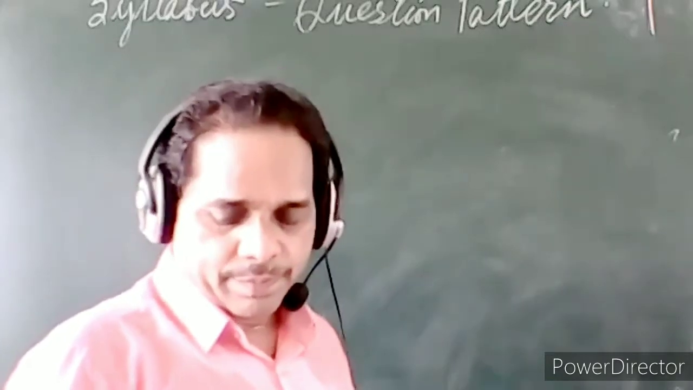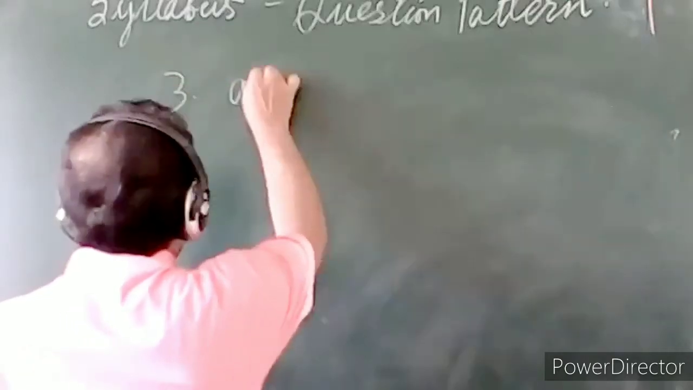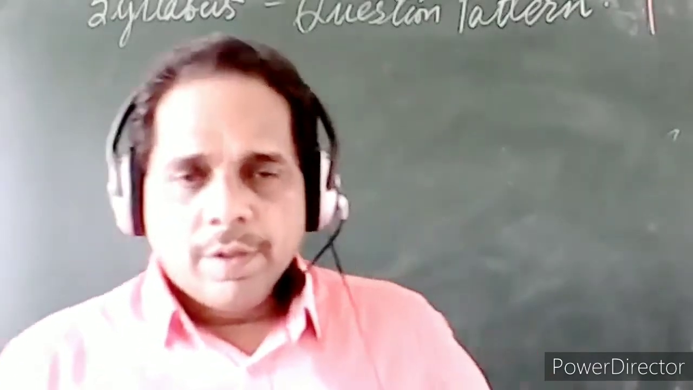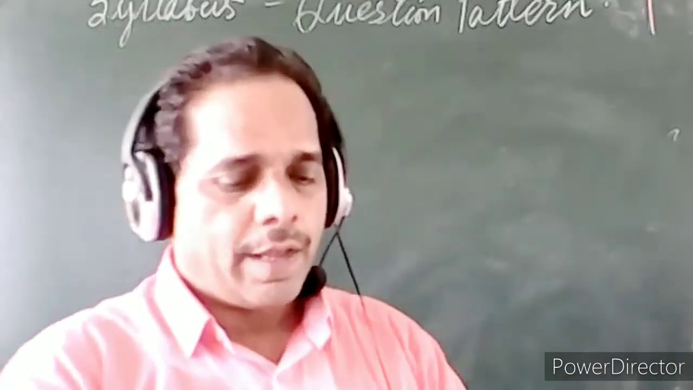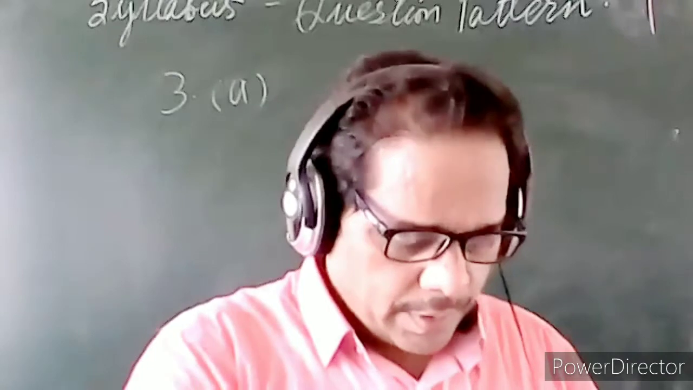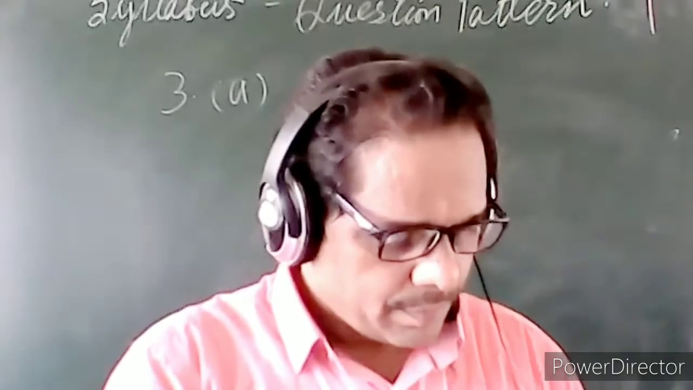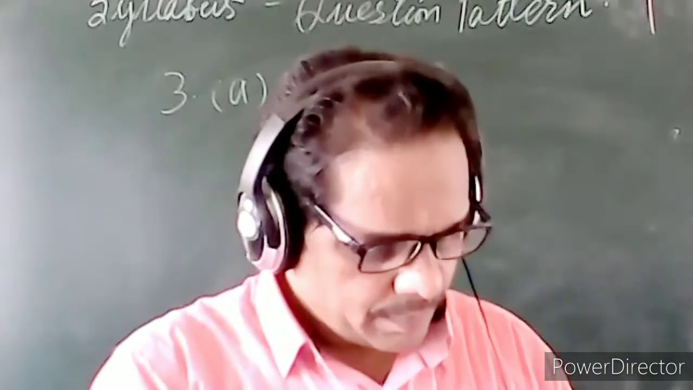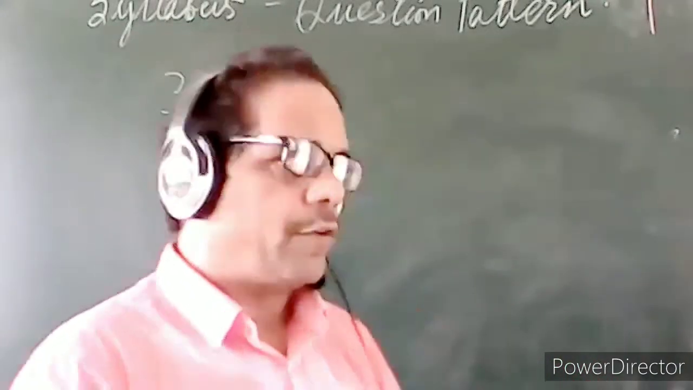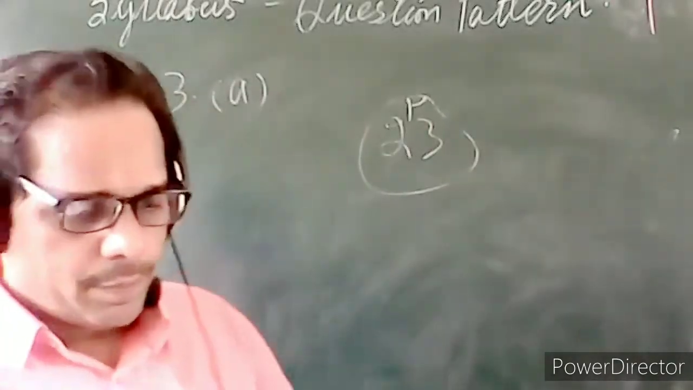You have A, B, and C. In question number 3A, you are given 2 sentences. Take your textbook, then you'll understand easily. Open your textbook, your solved question paper is there. Turn to page number 23.